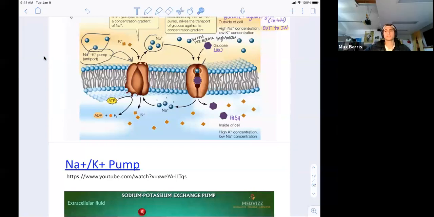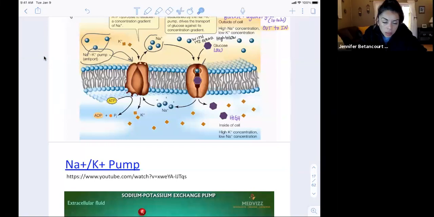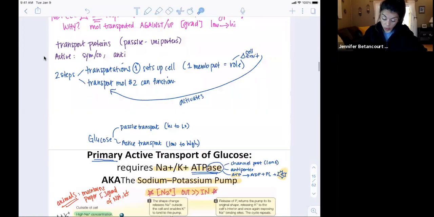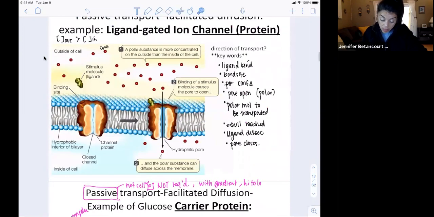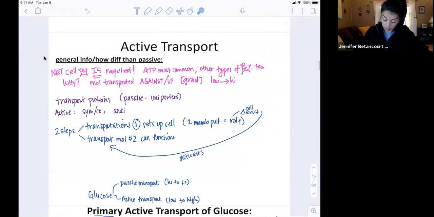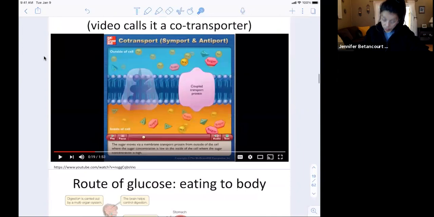Annika, is the ligand-gated ion channel a uniporter only? It depends on how many molecules it's transporting. In the example that I showed you today, this is a uniporter. But are there transport proteins that require ligands to open and then also send two things either way or both ways? Probably. So again, don't try to fit it into a single box. Okay. Any other questions?